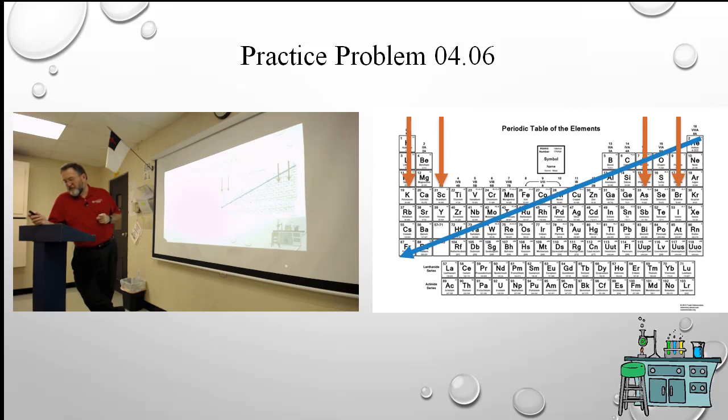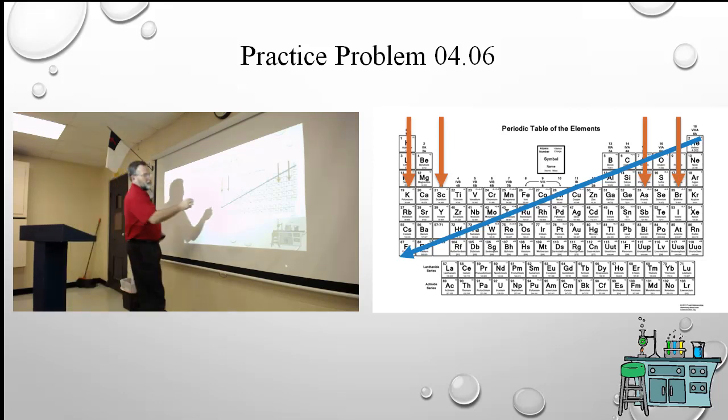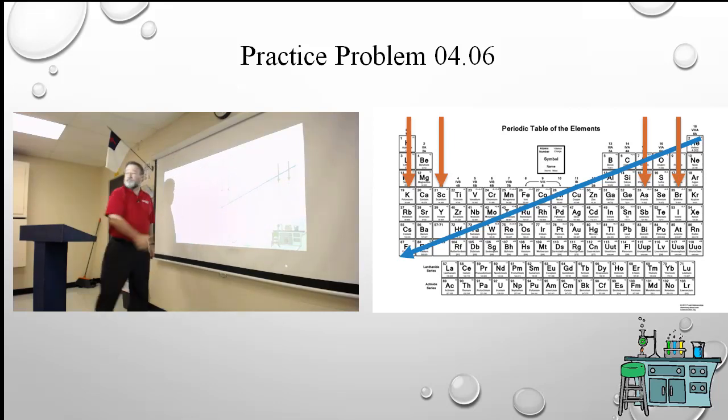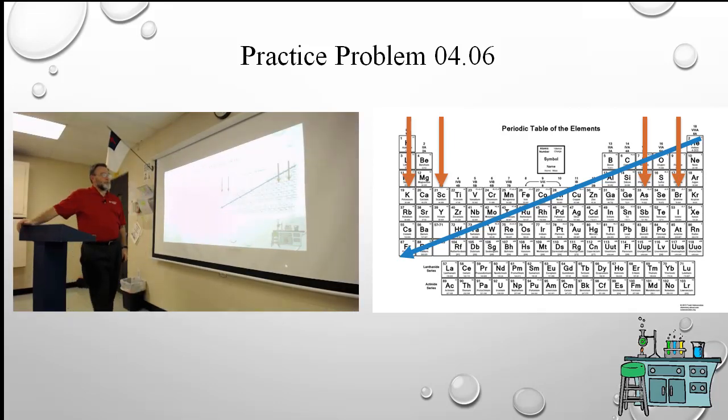It's a misplaced arrow. Okay, so let's do this one with the arrow over here at Se, right? So we're talking about Br, Se, At, and K. Given that, then, what is our order? Br, Se, At, K. Right.